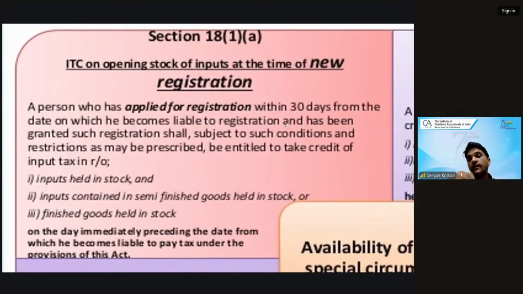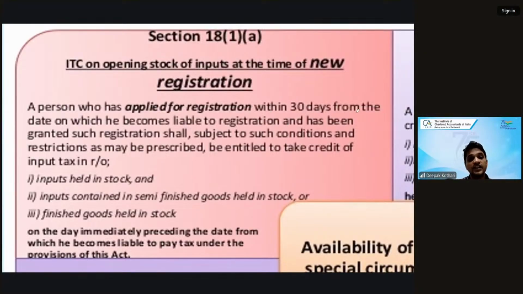And similarly, when you apply for registration, when will you consider this 30 days? Say my turnover has crossed 20 lakhs. Or if I'm a person who is selling goods, my turnover has crossed 40 lakhs. जब 40 lakh cross हुआ, within 30 days have I applied? If I've applied, then I will get the benefit of this 18(1)(a) provision. If I've applied late, then I will not get this benefit.